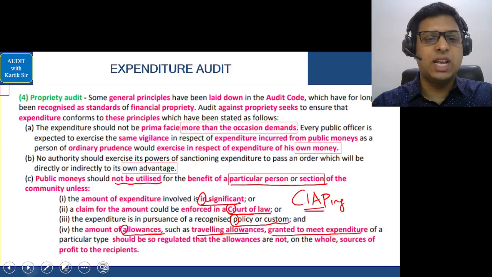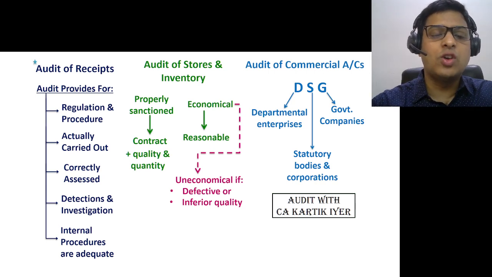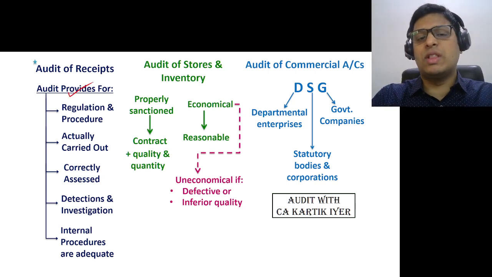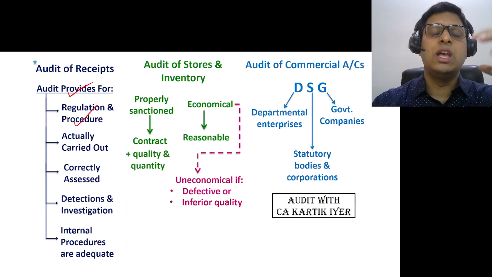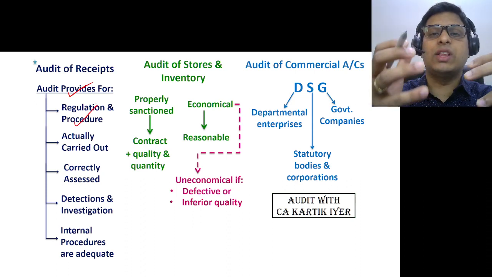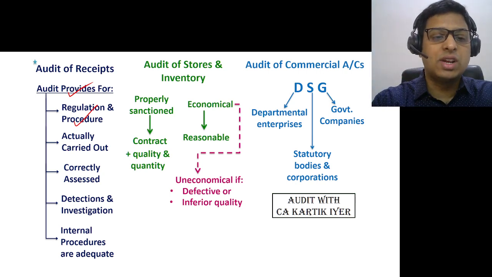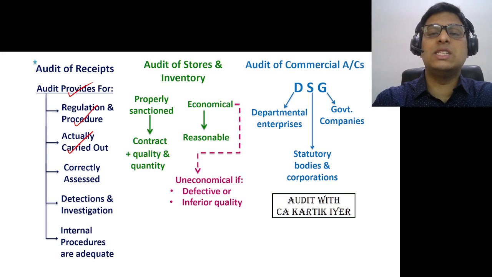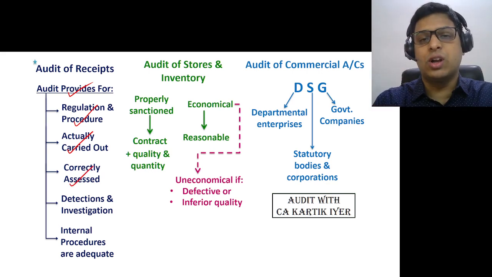Let's enter the next area called audit of receipts. When your receipts come in, meaning when the money is coming in, you should first see whether money is coming in as per proper regulation and procedures. Whether the regulation is actually followed in relation to receipt of money. That is called whether the work is actually carried out or not. Next is whether the amount is correctly assessed, how much money should come, whether it has come or not in the government's treasury, that is basically from the tax money.